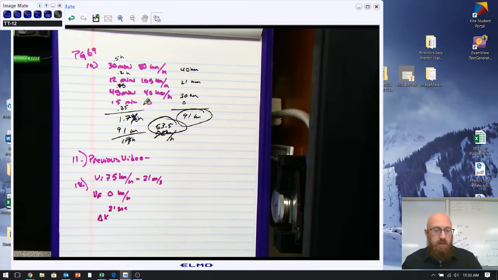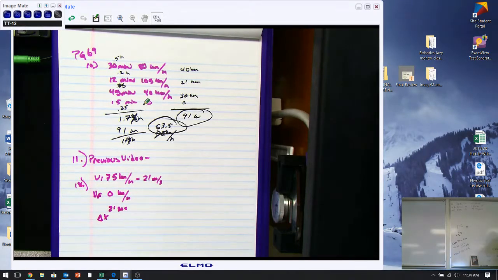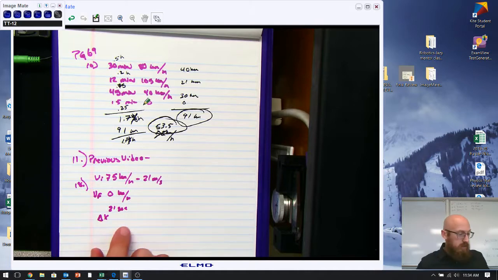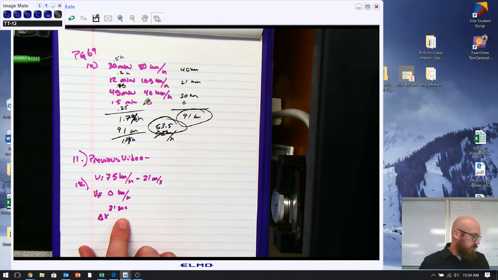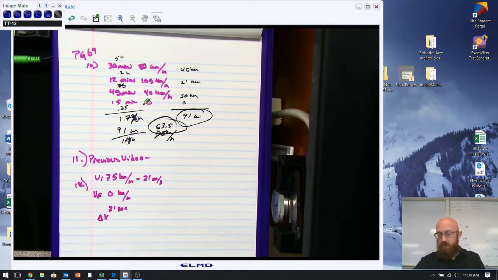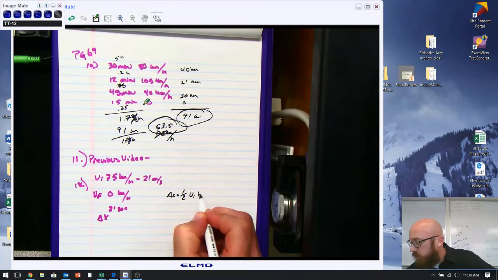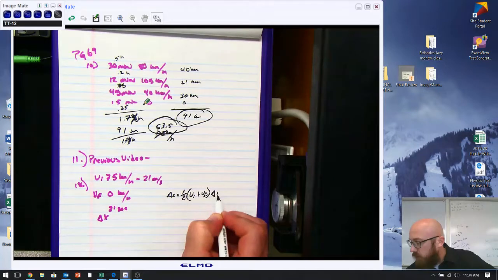Hopefully you have the equation in your mind. So you should have delta x equals... I'm going to look at some of your equations you were given. For me, honestly, there's a very simple one. In this case, sort them out, VI is zero. Delta x equals 1/2 (VI plus VF) delta t.